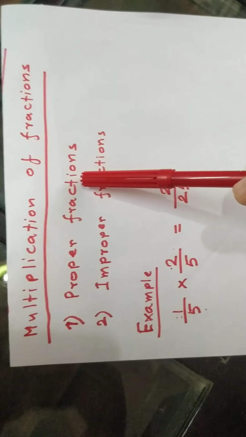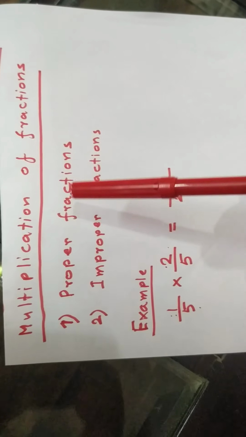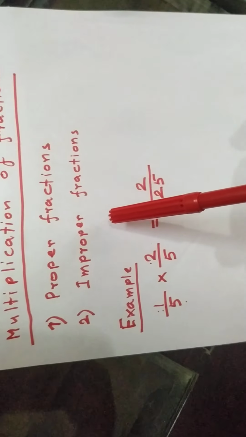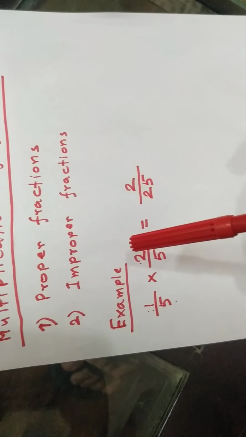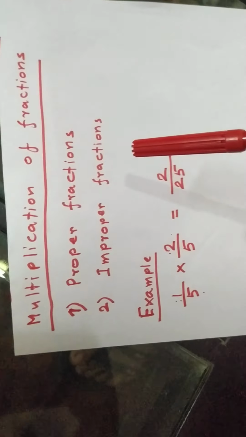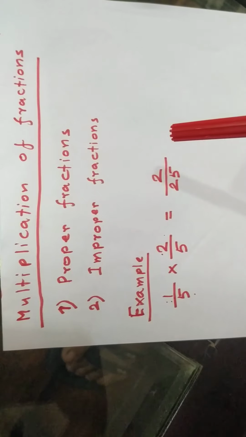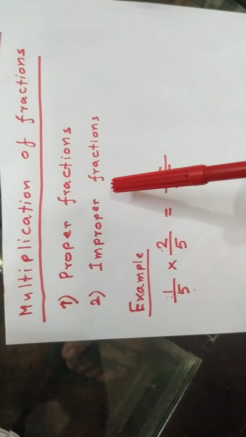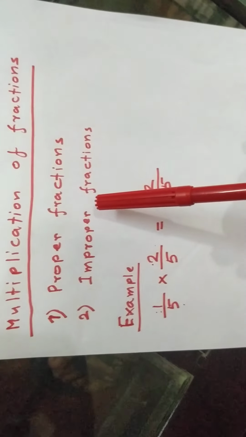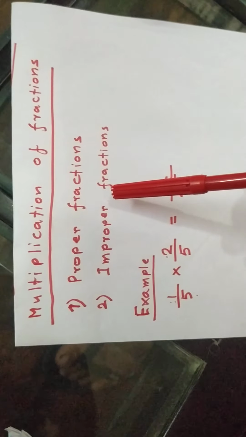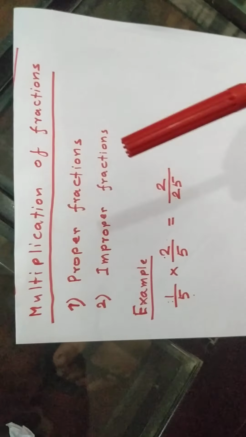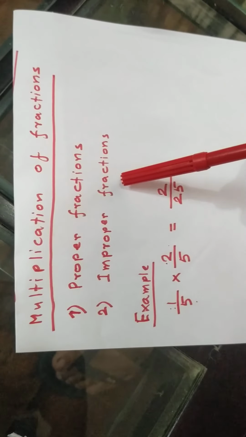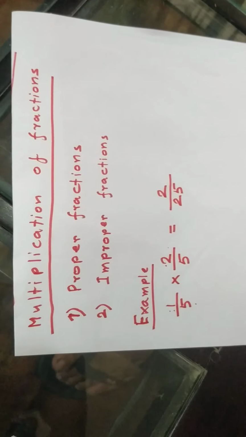What is a proper fraction? Well, proper fractions are those whose denominator is larger than the numerator. For example, 2 by 5, 3 by 5, 1 by 5, etc. What are improper fractions? Well, improper fractions are those whose numerator is either equal to or bigger than the denominator. For example, 6 by 5, 9 by 6, 2 by 2, etc.